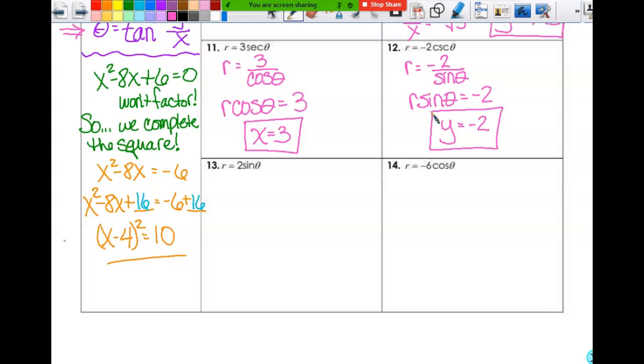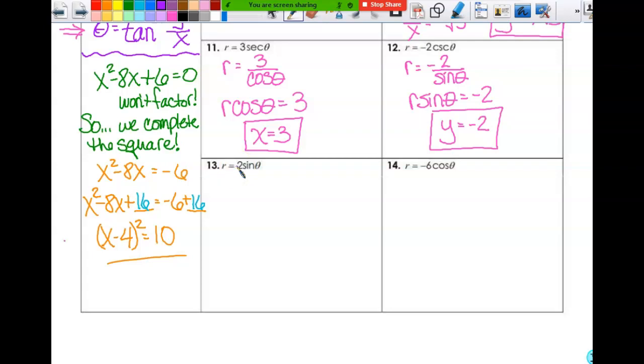All right, so let's look at number 13. I have r equals 2 sine theta. Well, again, square root of x squared plus y squared for r, I don't think is going to help me because I still need to get rid of that sine theta. And I can't just put a y here because that's sine theta, not r sine theta. And it's not going to work the same as this because if I multiply both sides by sine, this becomes sine squared.